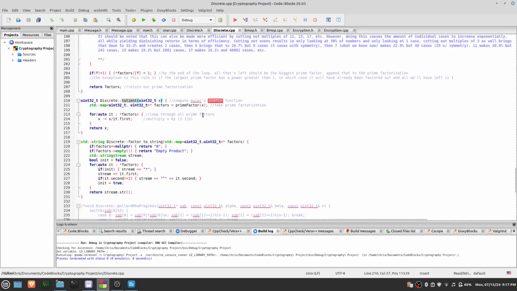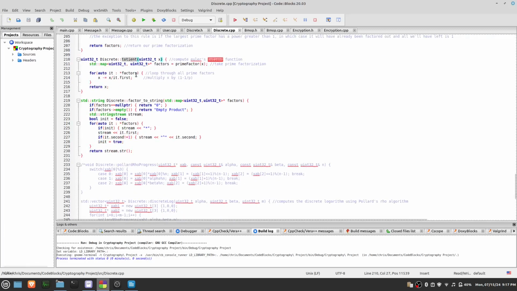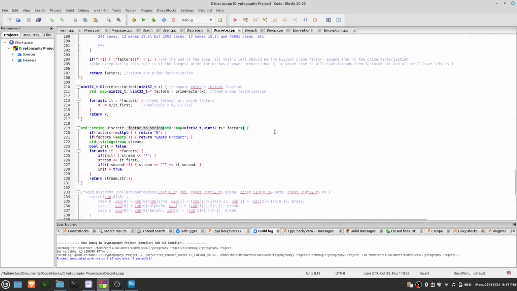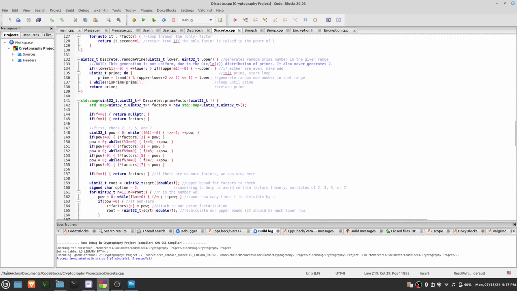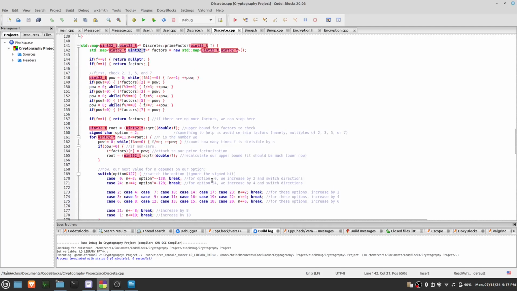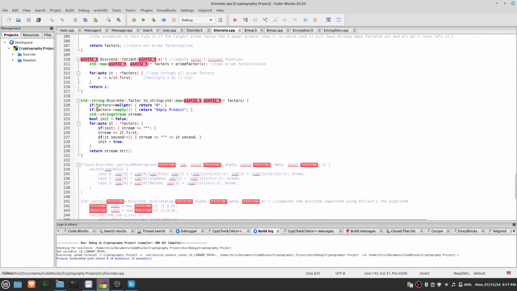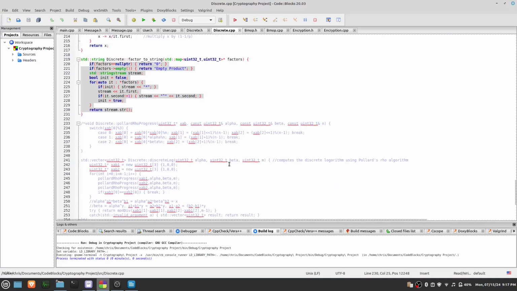Let's see, we have the totient, which is Euler's totient. You can look up how that's calculated. Factor to string. Yeah, that's right. So the prime factorization returns a map from 32-bit integers, the prime factors, to 32-bit integers, the factors' exponents. And this takes that and converts it into a string that actually tells you the prime factorization. And that's very useful in the hacking interface.